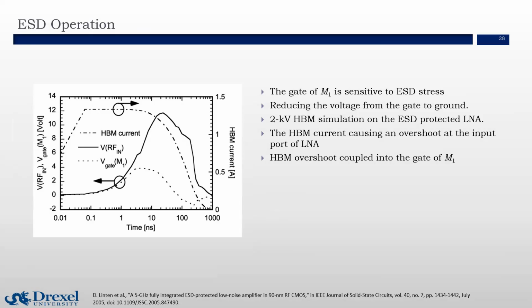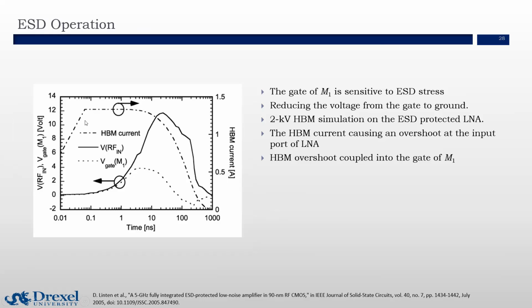And this is the simulation result showing the gate voltage of M1, the input transistor. The x-axis is the time. The y-axis on the left side is the gate voltage of M1, and the y-axis on the right side is the HBM current. HBM stands for human body model, and it simulates a current flowing from the human body into the overall IC.